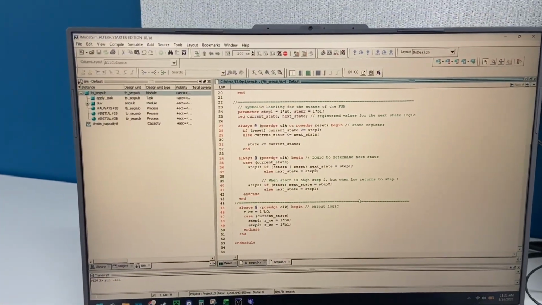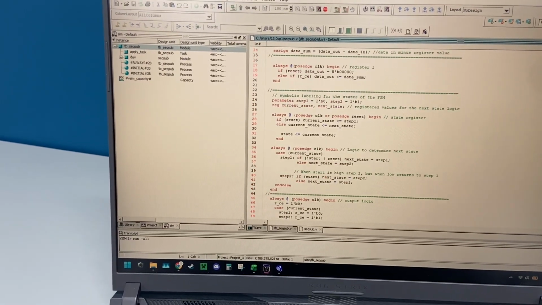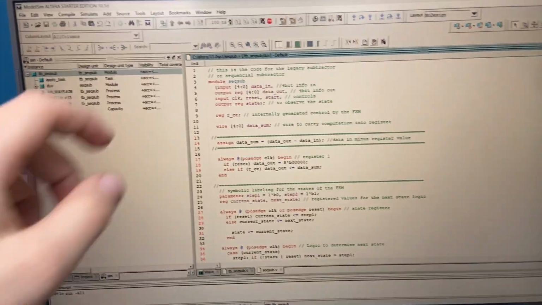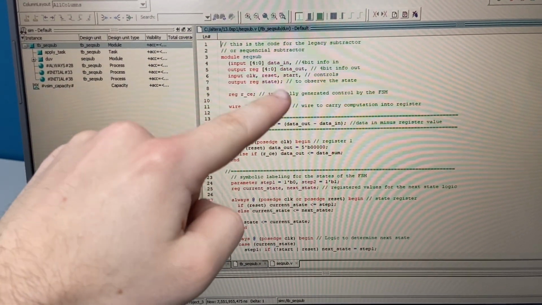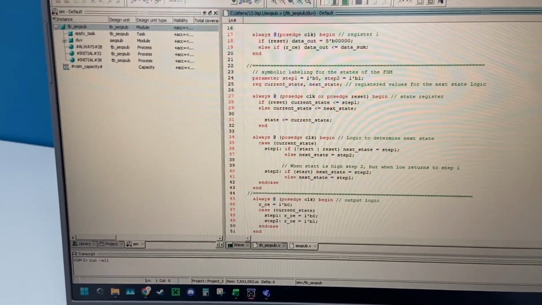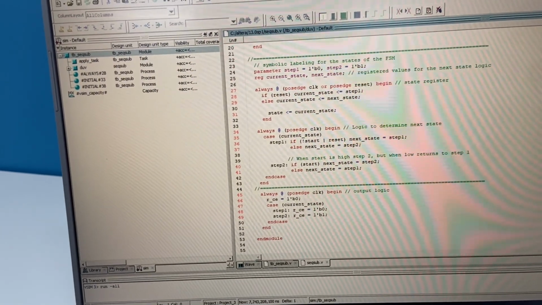Okay, and for our next circuit, we have a legacy subtractor, which is a sequential subtractor, where basically we have a 4-bit data in, we have our clock, restart, start, state. We are using a finite state machine for this, which is not very complicated.